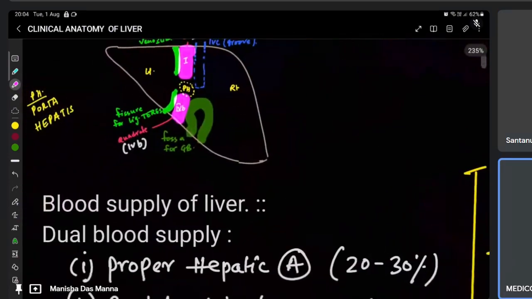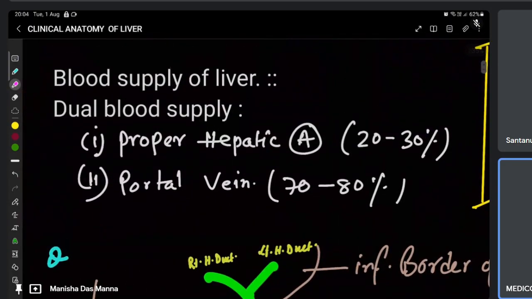Done. Next, the blood supply of the liver. The blood supply of the liver is not a little topic, and it's not so easy. But for this moment, I'm going to talk about this later in detail. For this moment, let's recall this thing.